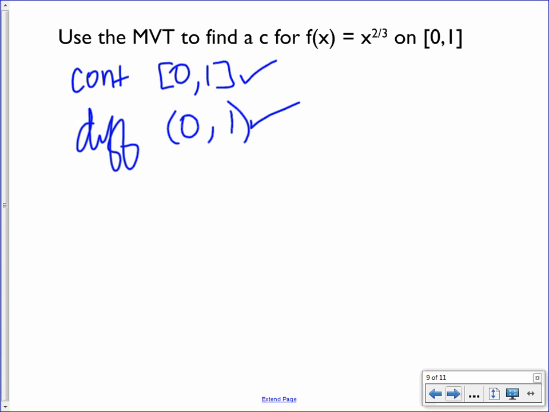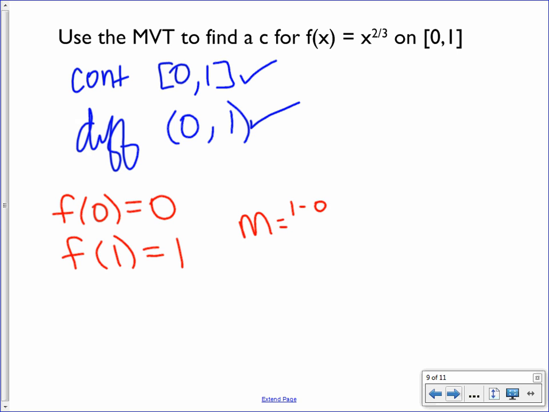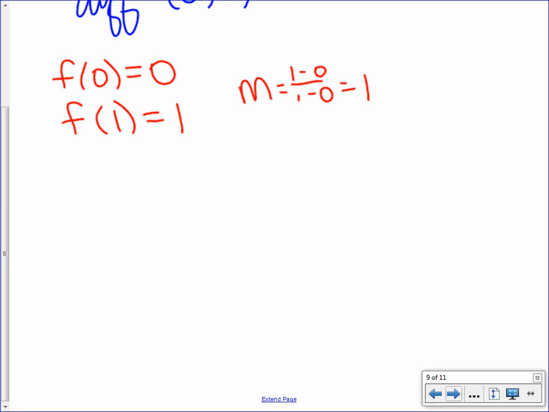All right. Now what do we need to do? We need to find our average rate of change, and to do that we need coordinates. What's f of 0? What's f of 1? 1. Slope is 1. So our average rate of change is 1. Now what? Our derivative is 2/3 times x to the negative 1/3.